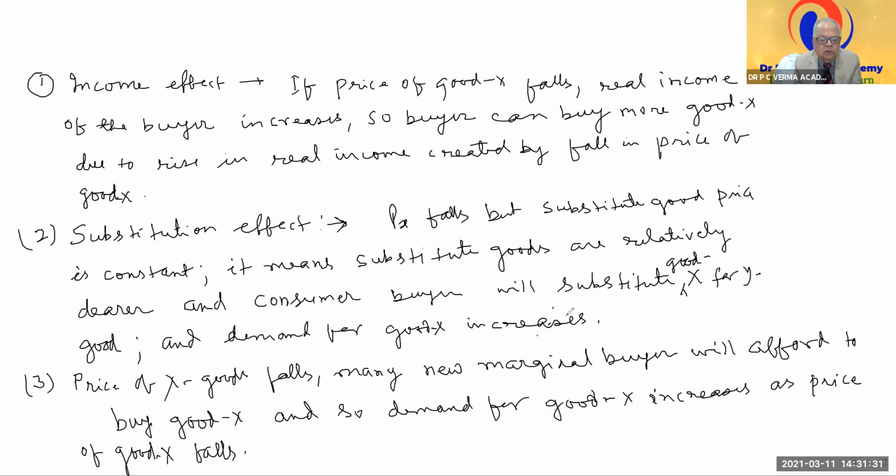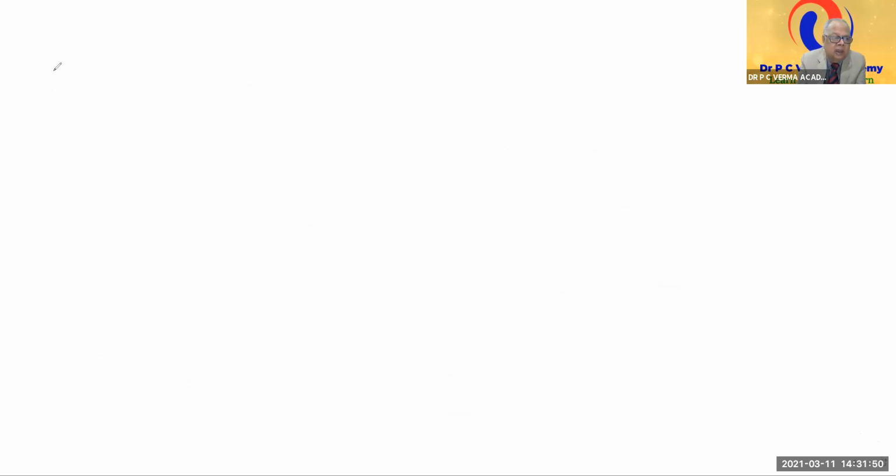So the price of good X falls, many new marginal buyers will afford to buy good X, and so demand for good X increases as the price of good X falls. And the last point is diminishing marginal utility.